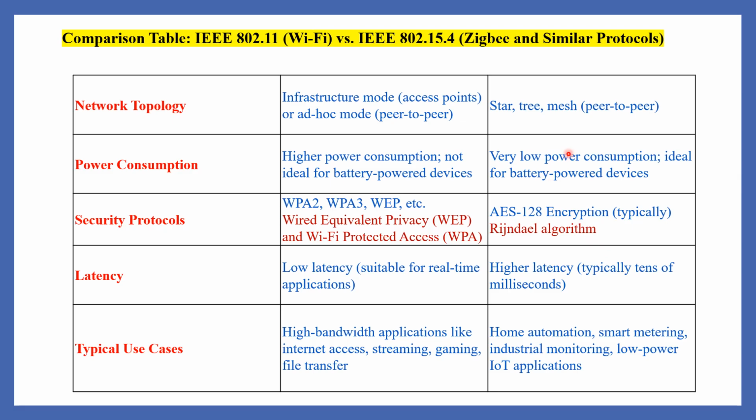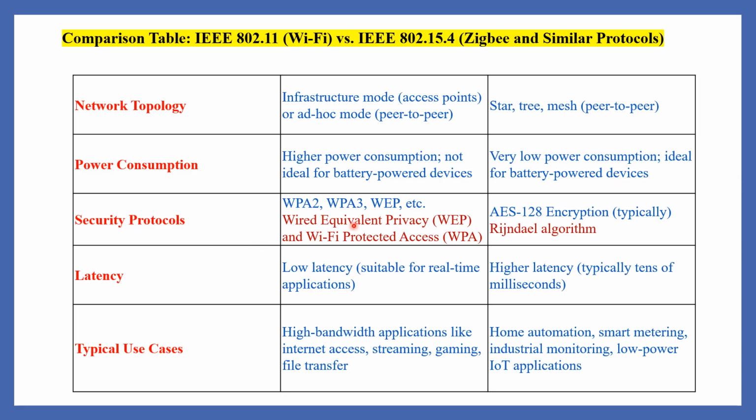Network topology: for WSN we make use of only star, tree and mesh, wherein for Wi-Fi an ad hoc, infrastructureless network could also be used, or sometimes, with respect to access points, infrastructure mode is also used. When it comes to power consumption, Wi-Fi has high power consumption, not ideal for battery powered devices, wherein here we all know we aim for very low power consumption, ideal for battery powered devices.